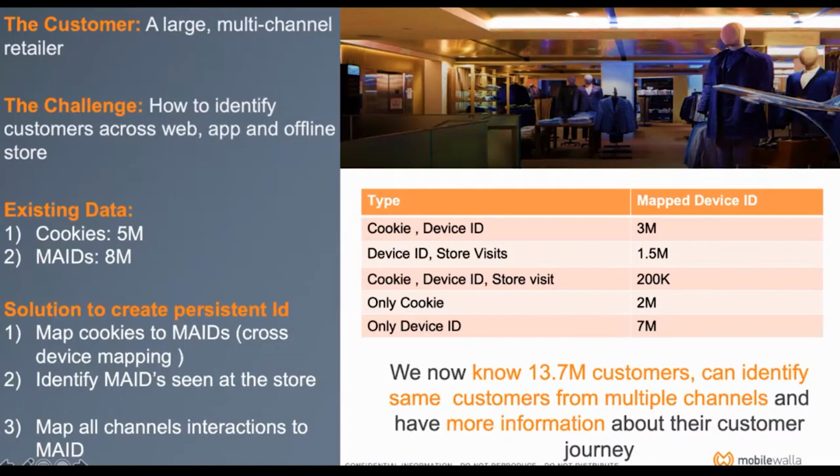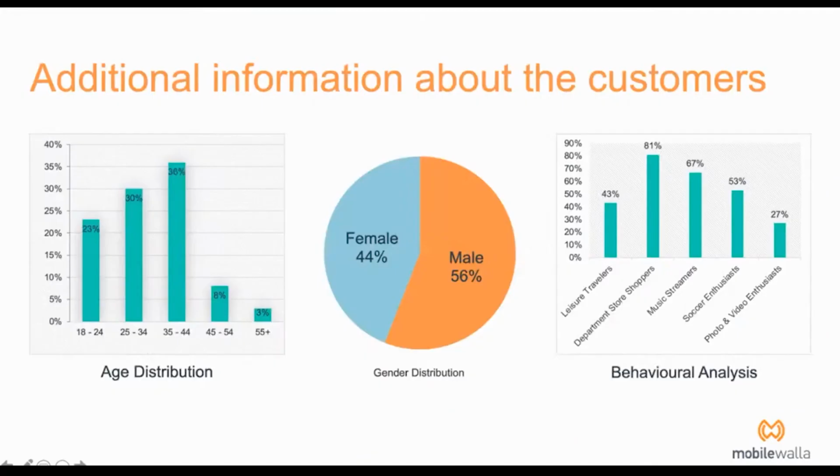Again, I've simplified this. It's much more complex than it's showing here, but I think you get the gist of what was done. And because we know who these device IDs are, you can know their age range, gender, behavioral patterns, etc. So you can layer on that information to understand more about your customers and who they are, and map it against your advertising, I guess.